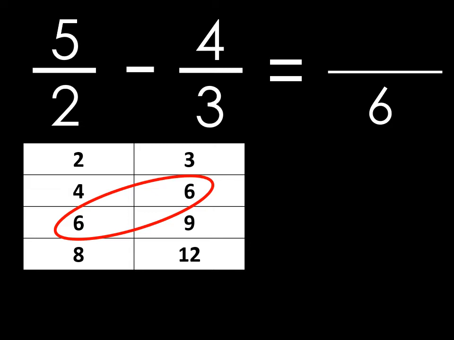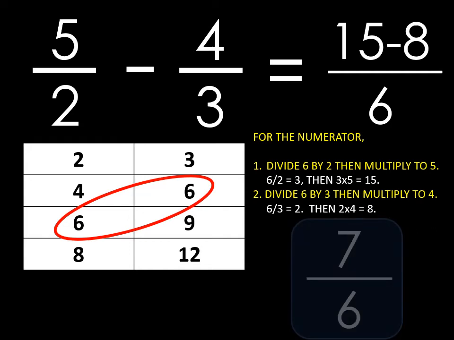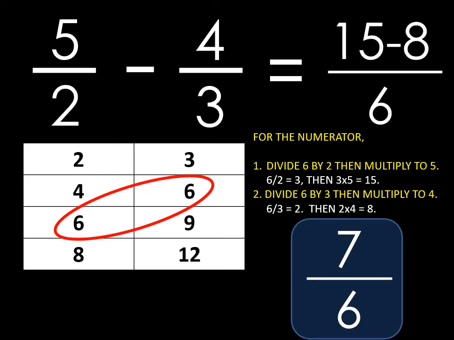Remember na subtraction na yung operation natin. Kaya subtraction din dapat yung makikita nyo dun sa taas natin. So we have 15 minus 8, and 15 minus 8 is equal to 7 over 6. Next.